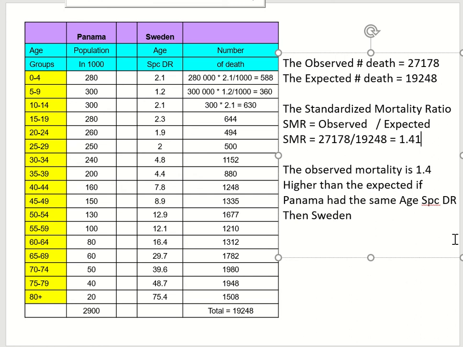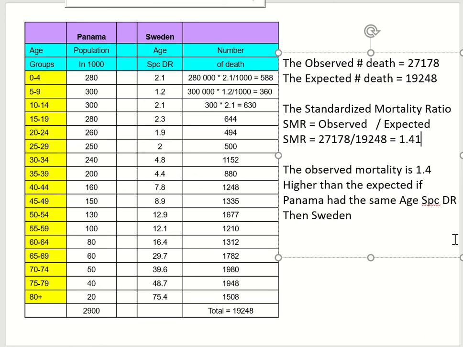Expected based on what? Expected if Panama had the same age-specific death rate as Sweden. So the observed mortality is 1.4 times higher than expected if Panama had the same age-specific death rate as Sweden. Since it's greater than 1, what that means is that there were more deaths in Panama than expected, and therefore there's a higher mortality in Panama than in Sweden.